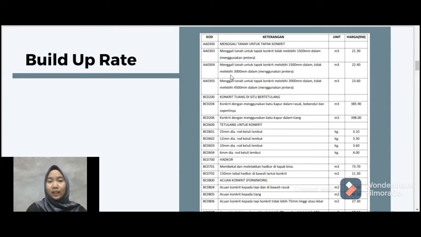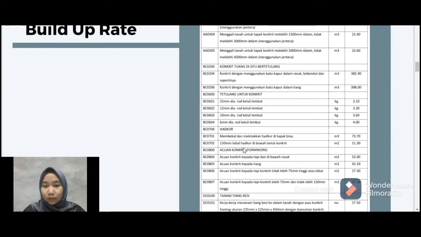As you can see, there is a jadual kadar harga that we use to calculate the bill of quantity, and the price in this table is determined by Kementerian Kewangan to be synchronized with other construction work. For this project, there are a few elements that we refer to in this table that are related to our calculation, which are menggali tanah untuk tapak konkrit, konkrit tuang di situ bertulang, tetulang untuk konkrit, hardcore, acuan konkrit or formwork, and also tanam tiang besi.